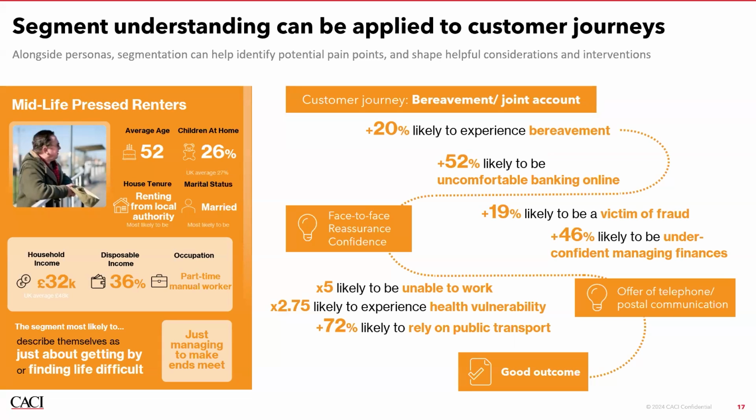If we were to dig into the Fresco segment data more, we can see increased likelihood of health problems, possibly leading to things like long-term sickness. We also learn that midlife pressed renters are less likely to own a car, often relying on buses. And so, how easy would it be for them to actually visit a branch? Is it fair to expect them to? Perhaps you should check with them, offer a telephone appointment instead if they prefer, and deal with all the paperwork by post.